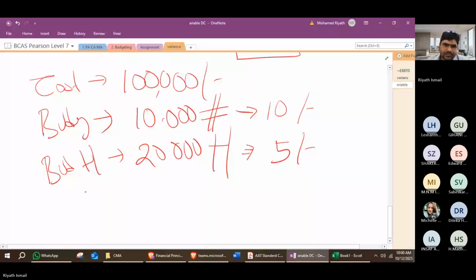Yes. To produce the product of 10,000 units, the machine should work 20,000 hours. To produce 1 unit of output, how many hours does the machine have to be operated?